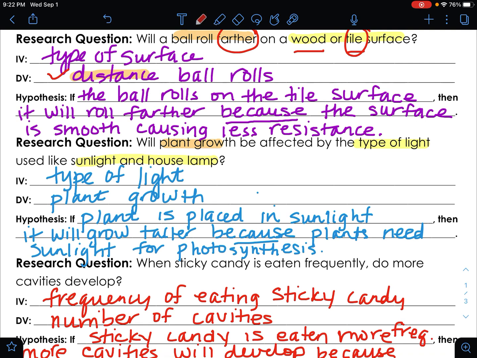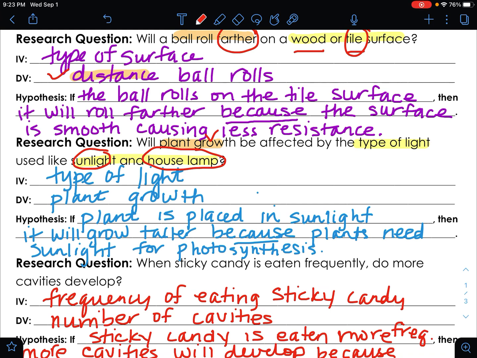All right, so we need to write a hypothesis, and we have to choose a side. So here's one side, and here's the other side. So am I going to write my hypothesis based on the plant being in sunlight, or am I going to write my hypothesis based on my plant being under a house lamp? You're going to have to choose which one you want to do of those two, and then what you think is going to happen with the plant growth, okay?